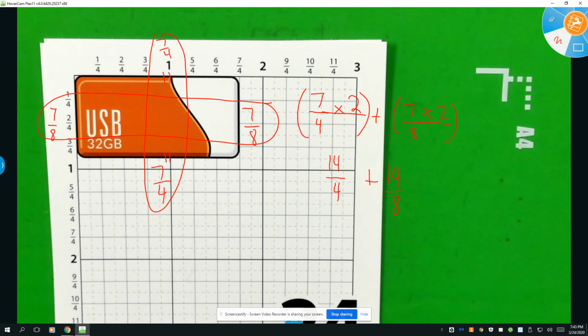Now I've just got to have a common denominator before I can add them. So I'm going to take 14/4. It equals itself with a long line. And what do I have to multiply this 4 right here by so it will equal 8? What I do to the bottom, I do to the top. Okay, so that's going to leave me with 28/8 plus 14/8.